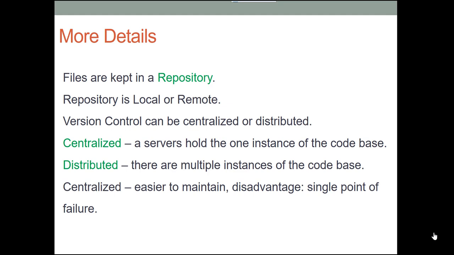There are two types of version control, centralized and distributed. We're going to be talking about both of these in more detail. With centralized, you have a server and it's holding one instance of the code base. And with distributed, there are multiple instances of the code base. Basically, all the different people working on the code have a copy of the code, but it's coordinated.